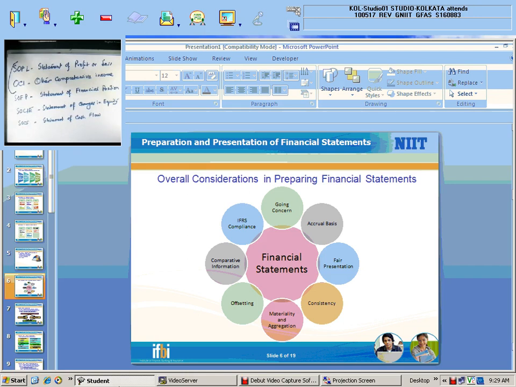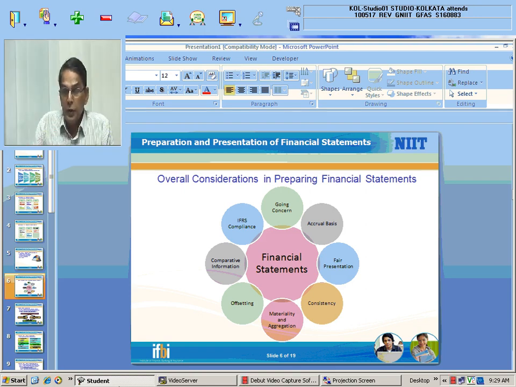So first one is the fair presentation. So fair presentation implies that the financial statements present fairly the financial position, financial performance and cash flows of an entity. The fair presentation means the financial statements are presenting fairly the financial position, financial performance, as also the cash flows of the entity. That is what fair presentation means.